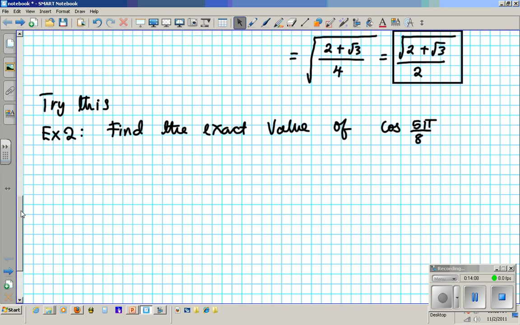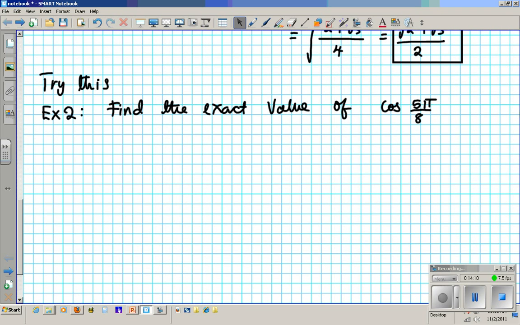Let's try this example. I want to find the exact value of cosine 5 pi over 8. In this case, 5 pi over 8 is in radians. I like to work with degrees here, so it's much easier. So I'll times it by 180 over pi, and when we do the conversion, the pi's cancel out.